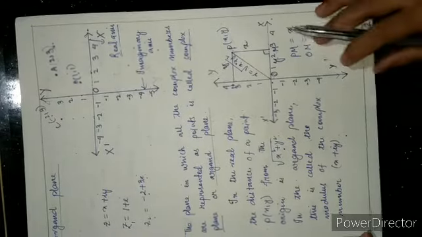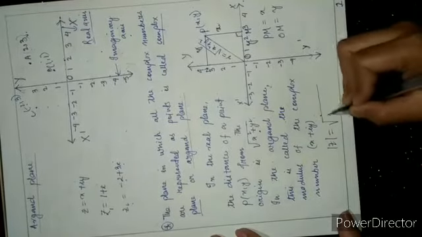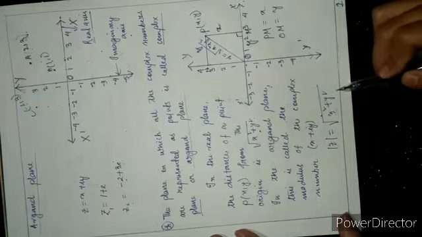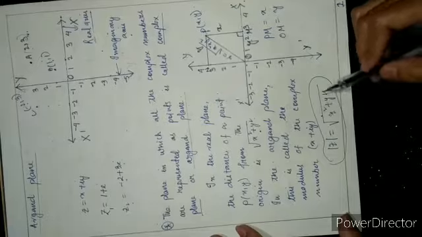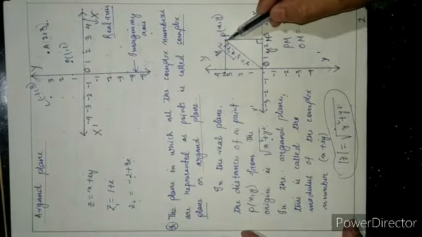Modulus have a command defined the way. Modulus of the complex number z is defined as root over x square plus y square, where x is the real part and y is the imaginary part. So root over x square plus y square represents the modulus of the point P. Modulus of the complex number z niko.